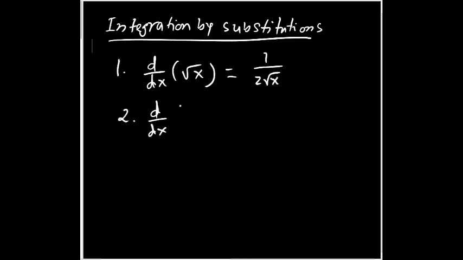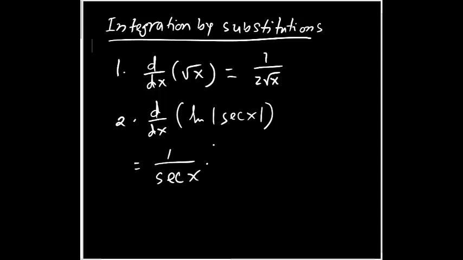Take the derivative of, say, natural log of secant x. So what will be the derivative of natural log of secant x? This one will be 1 over secant x, and then the derivative of secant x will be secant x tan x. Do you see that? And then secant x will cancel out. Your answer is tangent x.